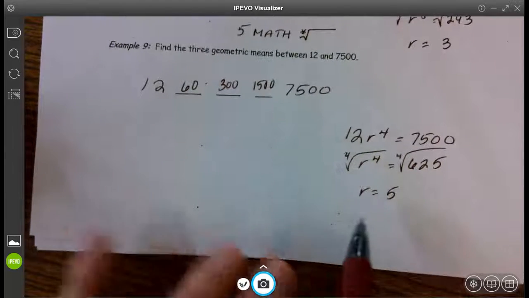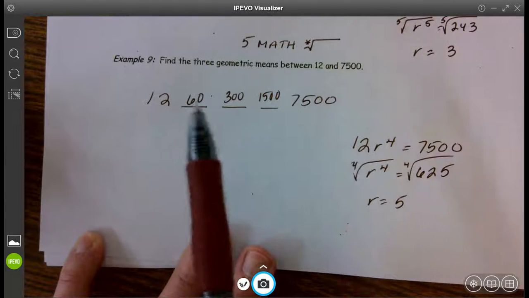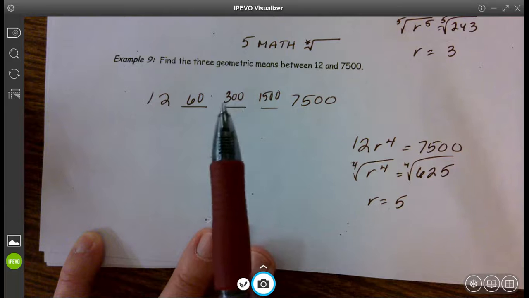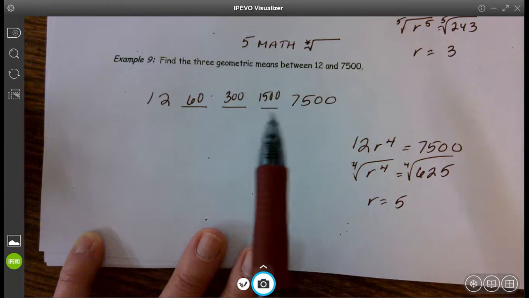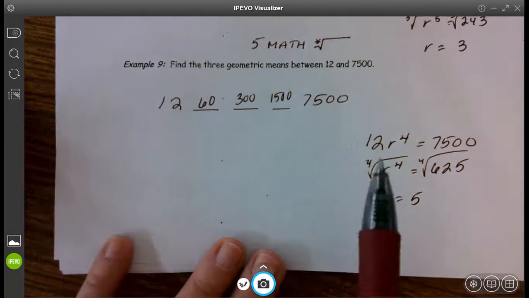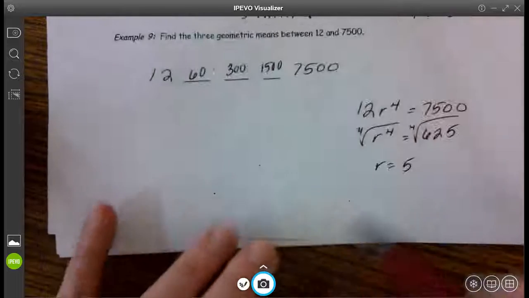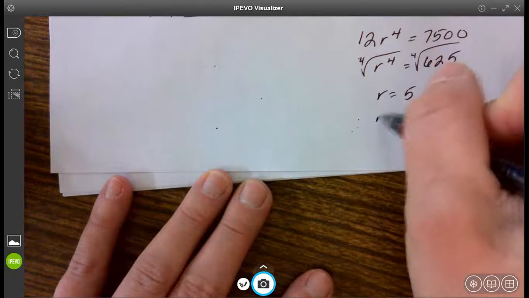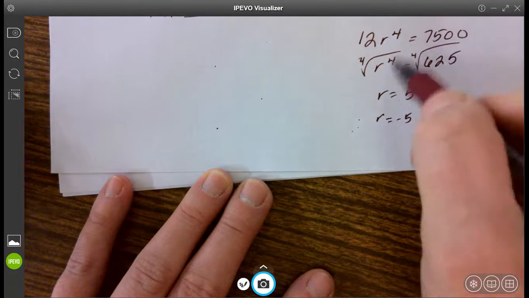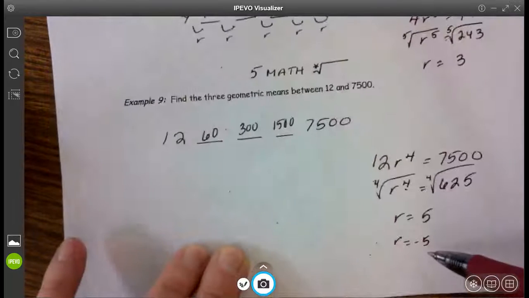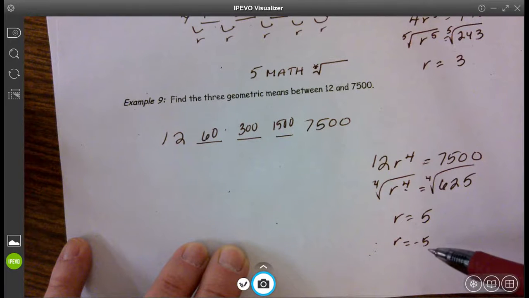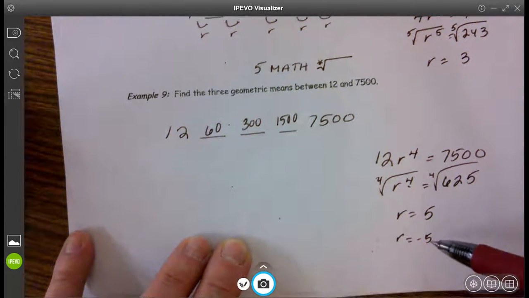All right, so you get 5. You multiply by 5, you multiply by 5, you multiply by 5. Make sure that jump is there, multiply by 5. Where students mess up is they forget, oh, it could have also been -5 because it's an even root. And -5 times a -5, 25, times a -5, 125, times a -5, 625.